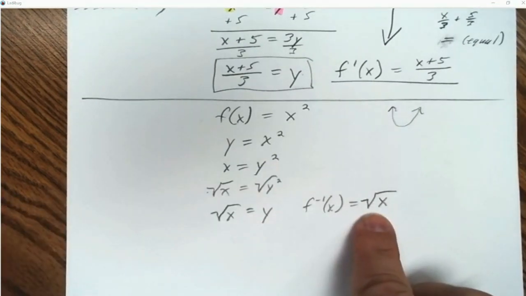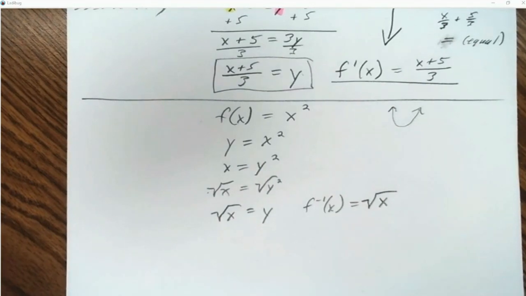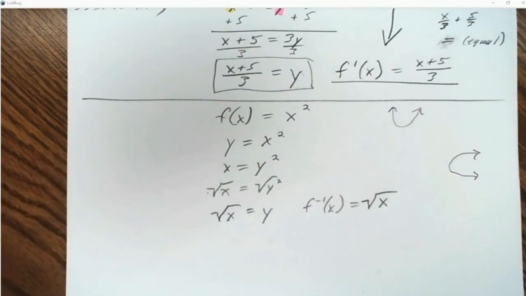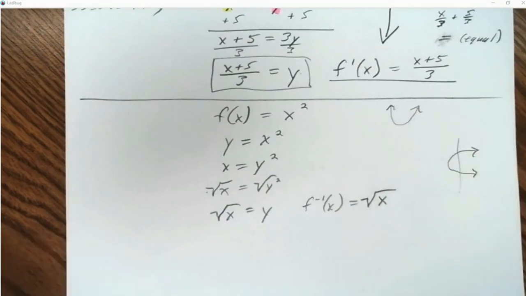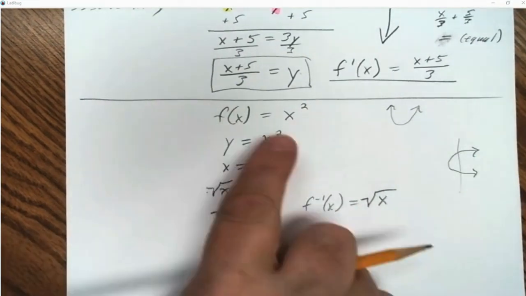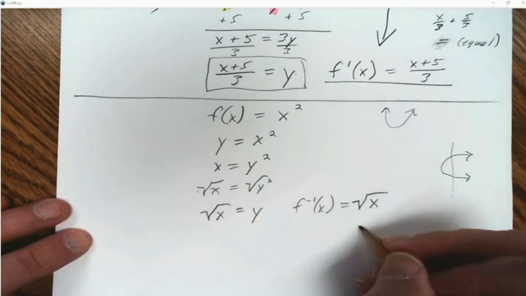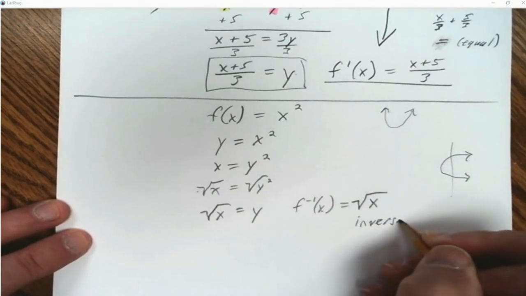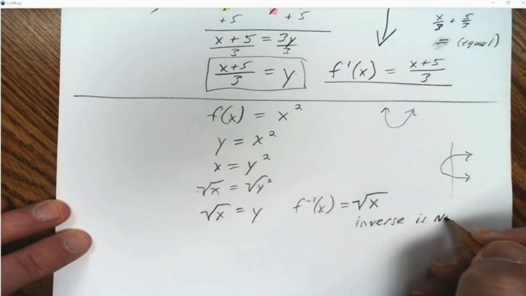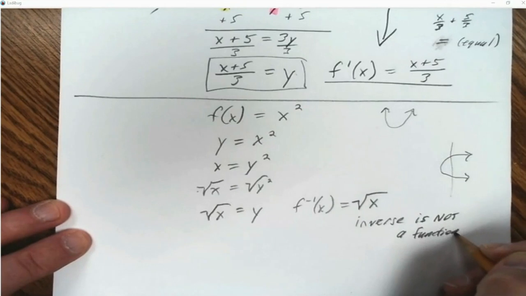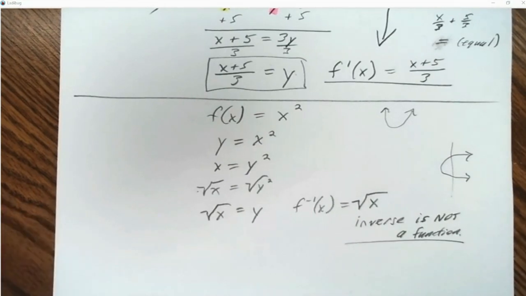This is not a function, because if we graph the square root of x, it ends up with something that is not a function, because it actually just turns the parabola sideways, kind of like that. And when you do the vertical line test, it fails. So there is an inverse to this function, but its inverse is not a function. But it does have an inverse.